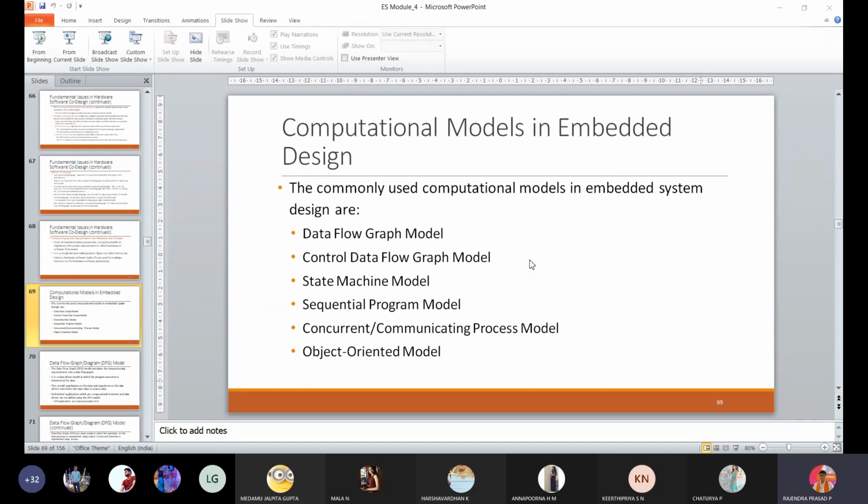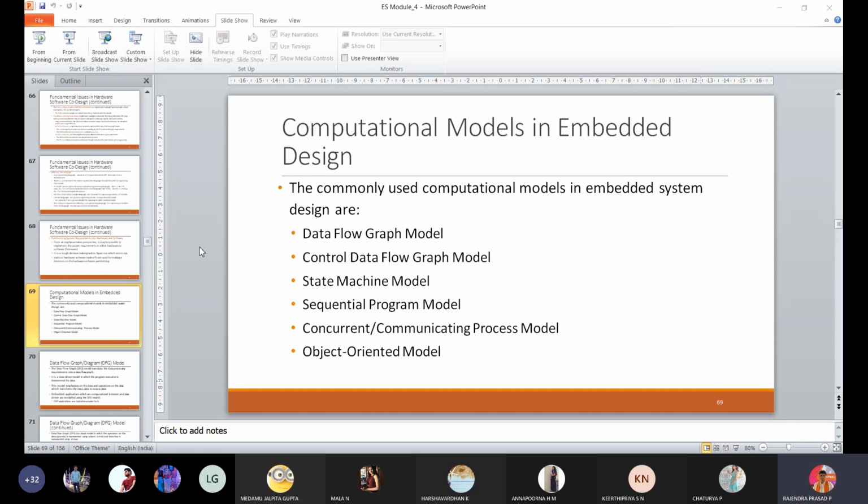Sorry, once again. These are commonly used computational models in embedded system designs which we follow. It need not be that we have to follow them all. We have to use whichever is suitable and appropriate. Otherwise, we unnecessarily do all the process. That is the common sense we have to understand, right?